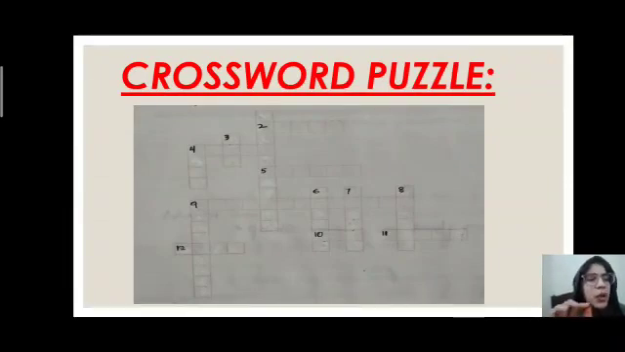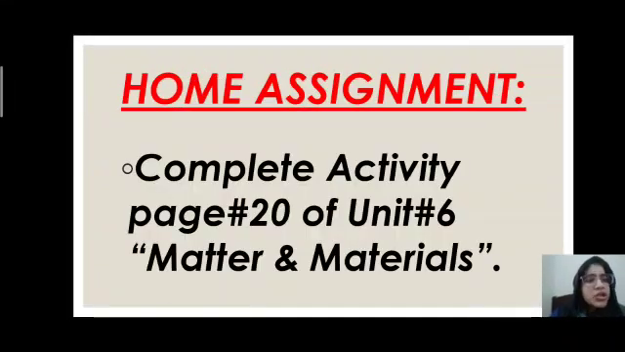Now, this is the crossword puzzle which is present in your book. You have to guess the right answer from the blanks which I have shown you in the previous slides. Then you have to write down the answer here in the crossword puzzle. Complete this crossword puzzle. So your page number 20 will be completed. So what is your home assignment, level 3? Complete activity page number 20 of unit number 6, matter and materials. Please make sure to complete this page.